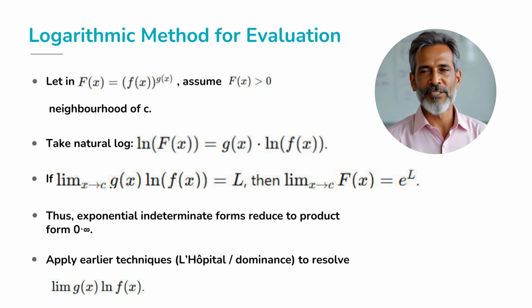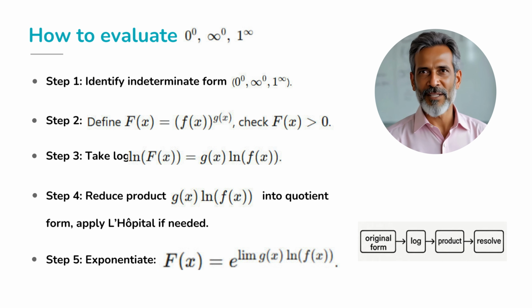So whenever you see 0 to the power 0, infinity to the power 0, or 1 raised to infinity, immediately take logarithms, reduce it to a product, solve the product using tools like L'Hopital's rule, and then exponentiate back. That's the universal trick. Alright friends, let me give you the step-by-step recipe, like a cooking manual but for math.